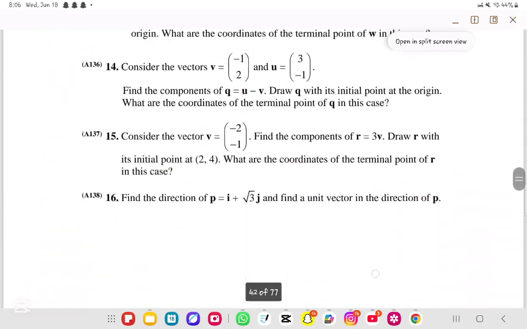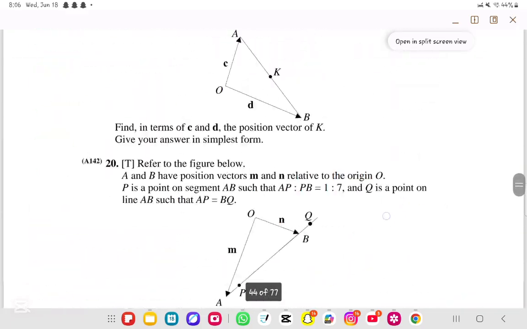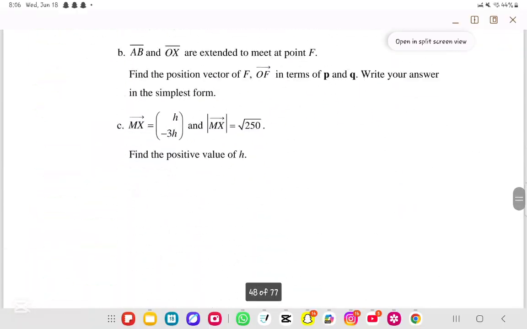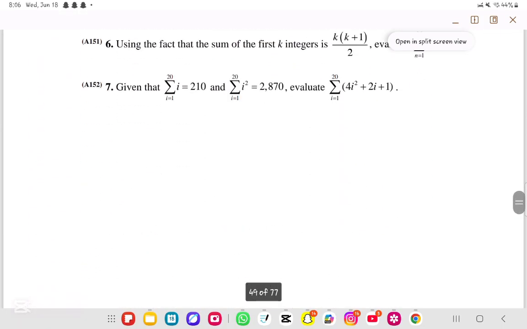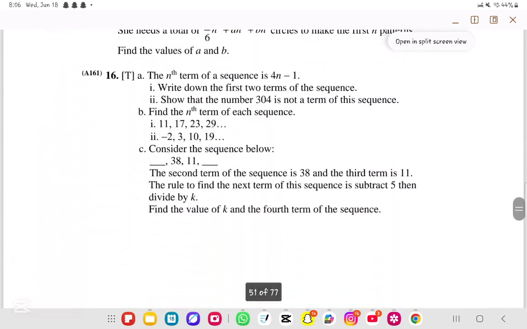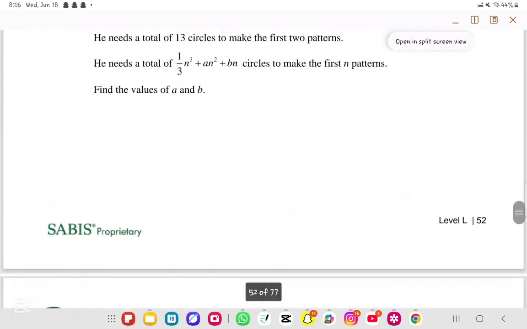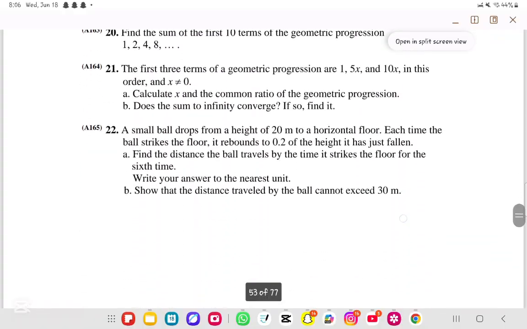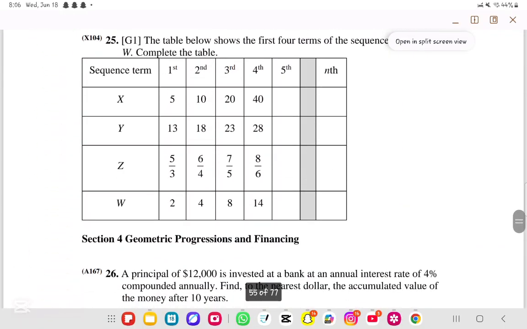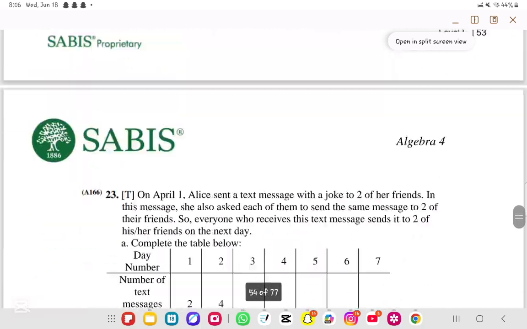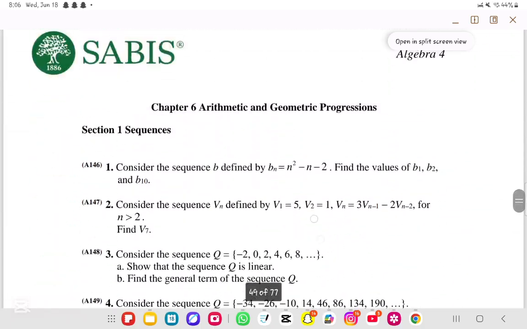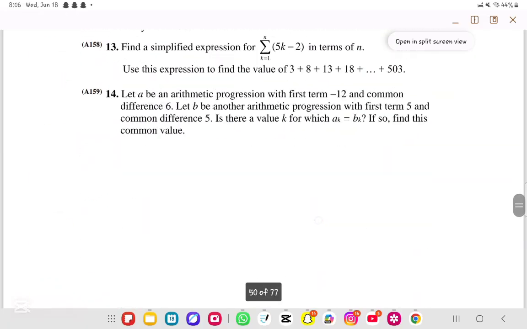Now we have 6.2, 6.3. I will see if there are any grids in them. If there are no grids in them, I'm not going to do them. 6.2 has a couple of top questions, and 6.3 has a grid. So I will probably do the top questions and the grids of 6.1, 6.2 and 6.3.